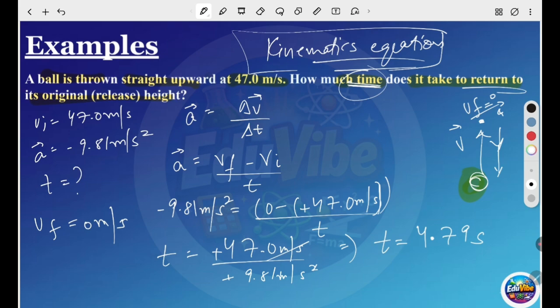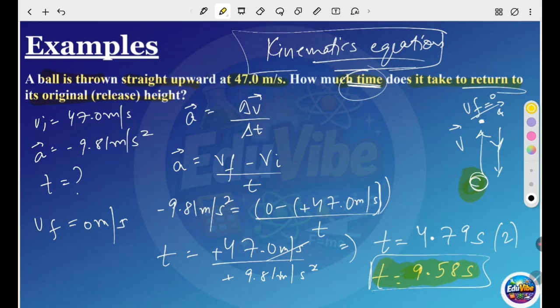And that 4.79 seconds is for only one direction. We need the time it takes to return also. It goes up and it goes down, like it goes up over there and comes back to that position too. So we know the whole time, how much it takes, so we have to multiply this by 2: how much time it takes to go up and how much time it takes to go down. So 4.79 seconds into 2, we get 9.58 seconds. So this is the time the ball should take to return to its original height, from where it is released.